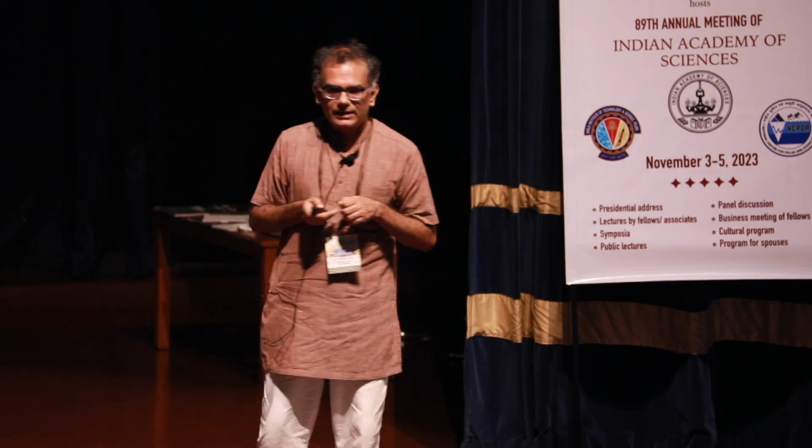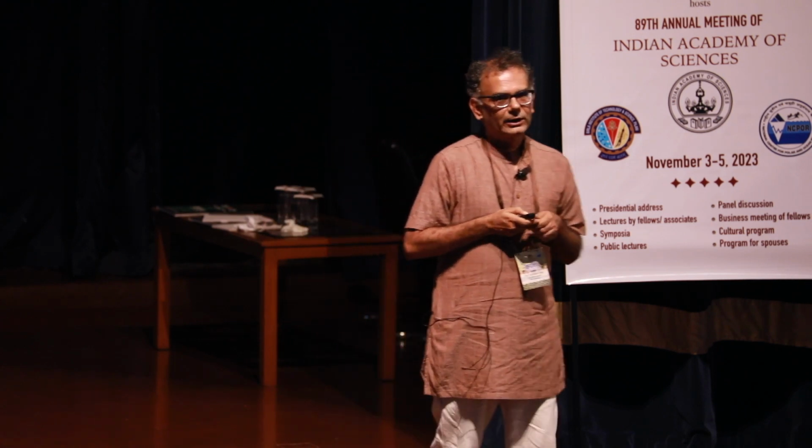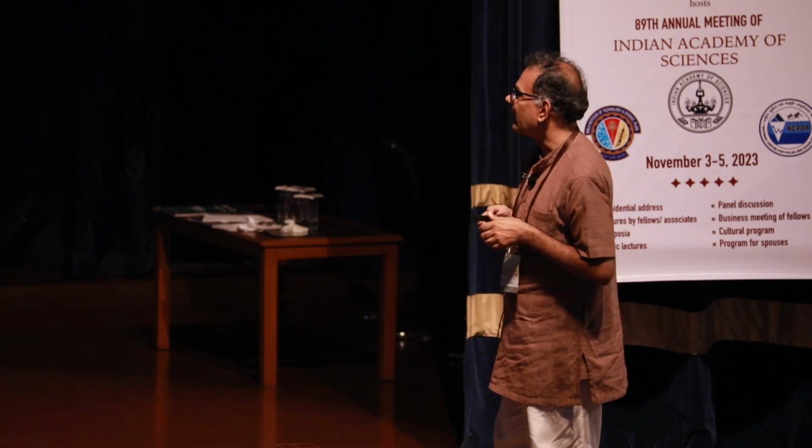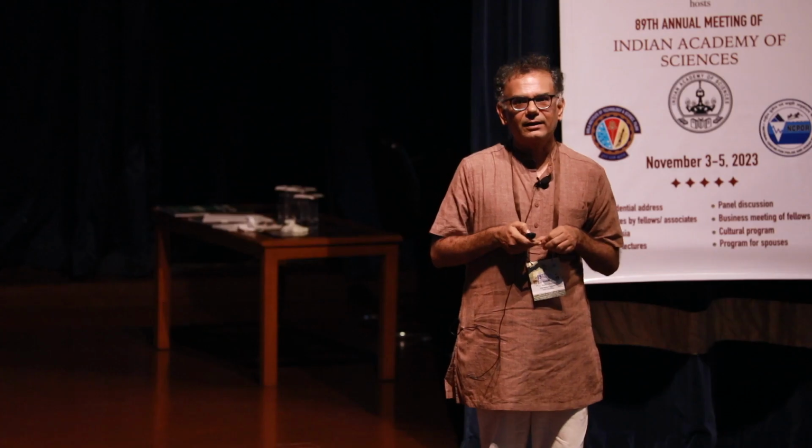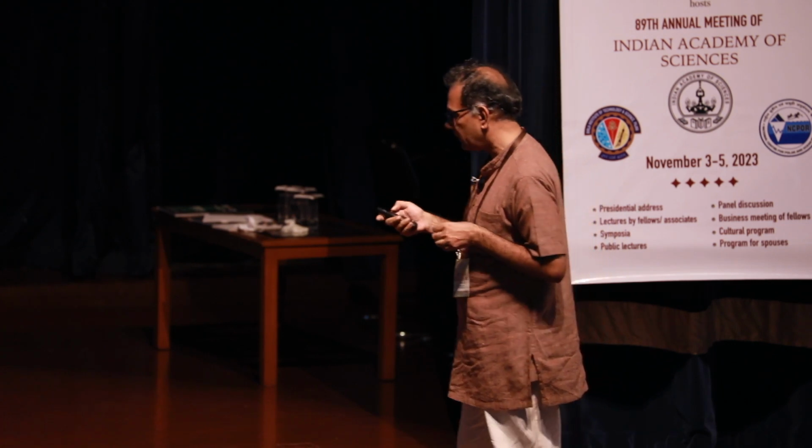And this solution received quite a bit of attention even in popular places like Quanta magazine. So this is 36 entangled officers of Euler, a quantum solution to a classically impossible problem. These are two of my co-authors, Suhail Rather and Arul Lakshminarayan, and four Polish physicists, who gave the solution, whose names I think I'll not pronounce. It might be difficult for me to do that. So they solved this problem by explicitly constructing a 36 by 36 QOLS, quantum orthogonal Latin square.